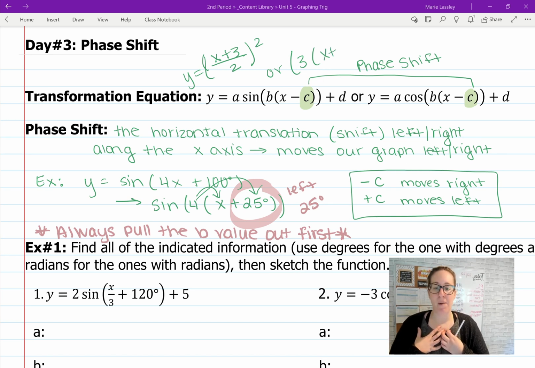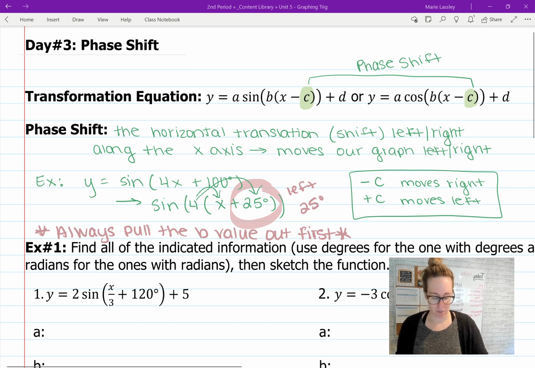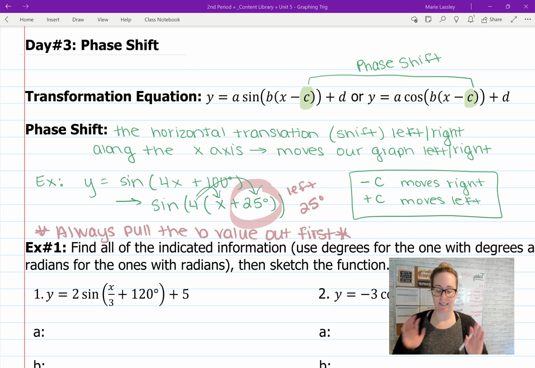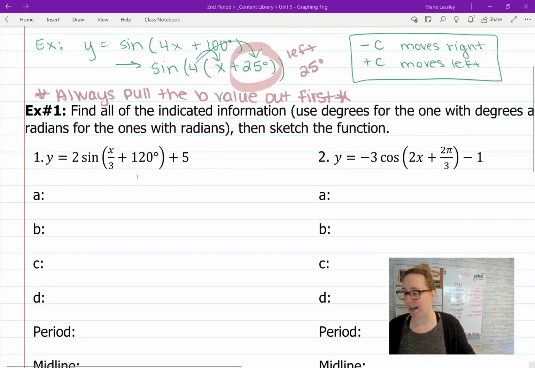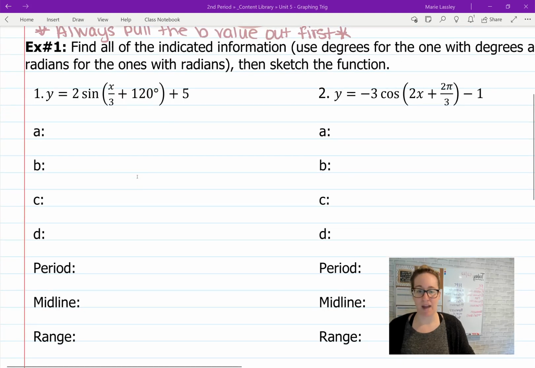Now when we're doing the problems, they're not going to give it to us with the B value out front, so we have to remember to always pull the B value out first before we can figure out our phase shift. Okay, so let's get into it. Let's just do these 2 example problems. Okay. So first things first, like I said, before we can actually do the problem, we need to make sure that we rewrite it with the B value pulled out front.